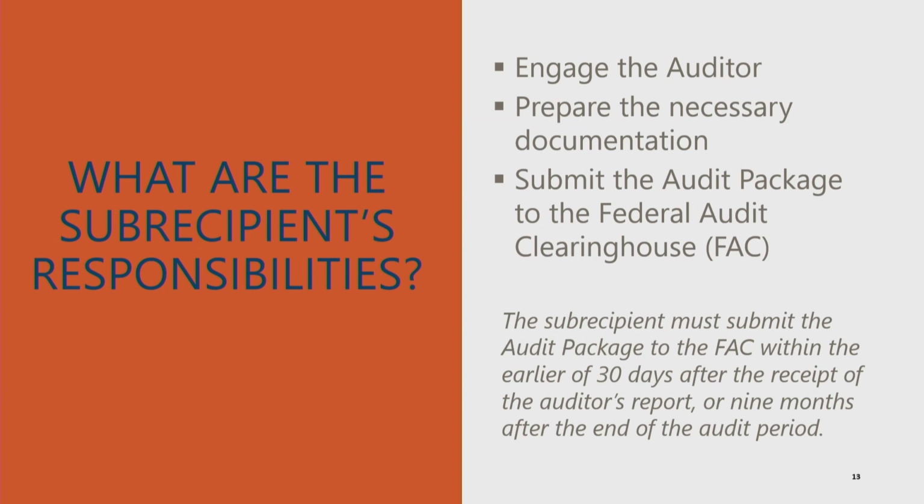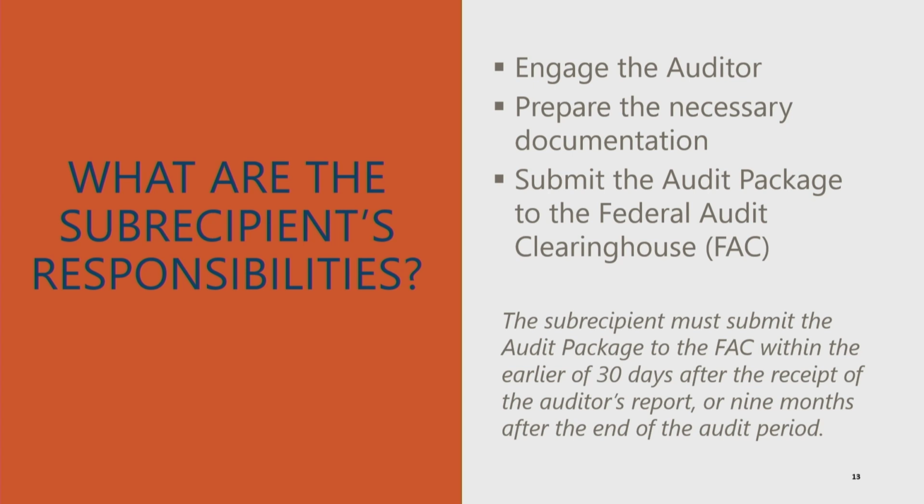Okay, so now we're going to go over the subrecipient's responsibilities in terms of the single audit. The subrecipient is responsible for engaging the auditor to complete the single audit, for preparing the necessary documentation for the audit, and for preparing and submitting the audit package to the Federal Audit Clearinghouse. The subrecipient must submit the audit package to the Federal Audit Clearinghouse within the earlier of 30 days after the receipt of the auditor's report, or 9 months after the end of the audit period, which would be the end of the subrecipient's fiscal year.